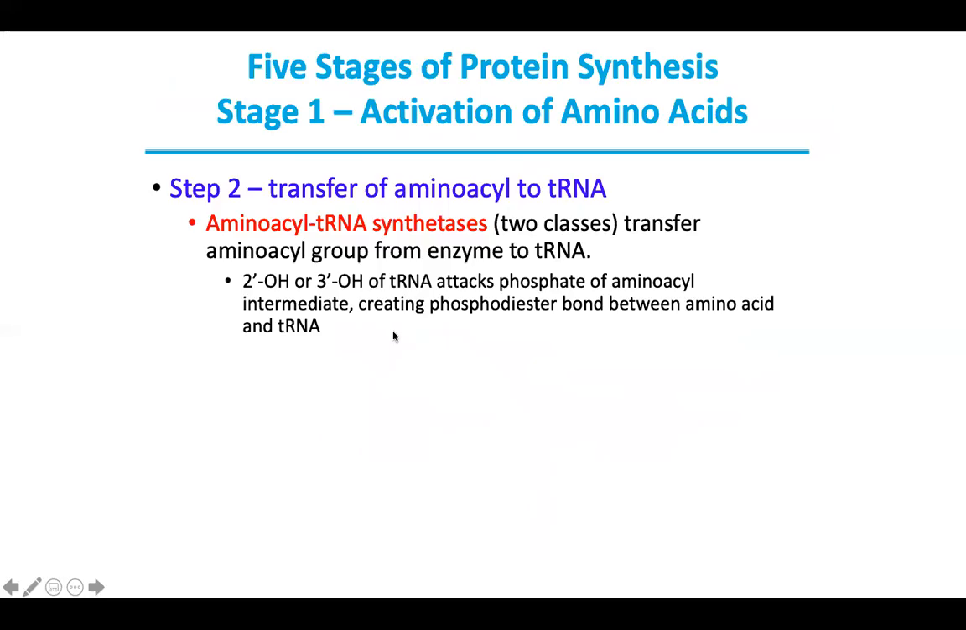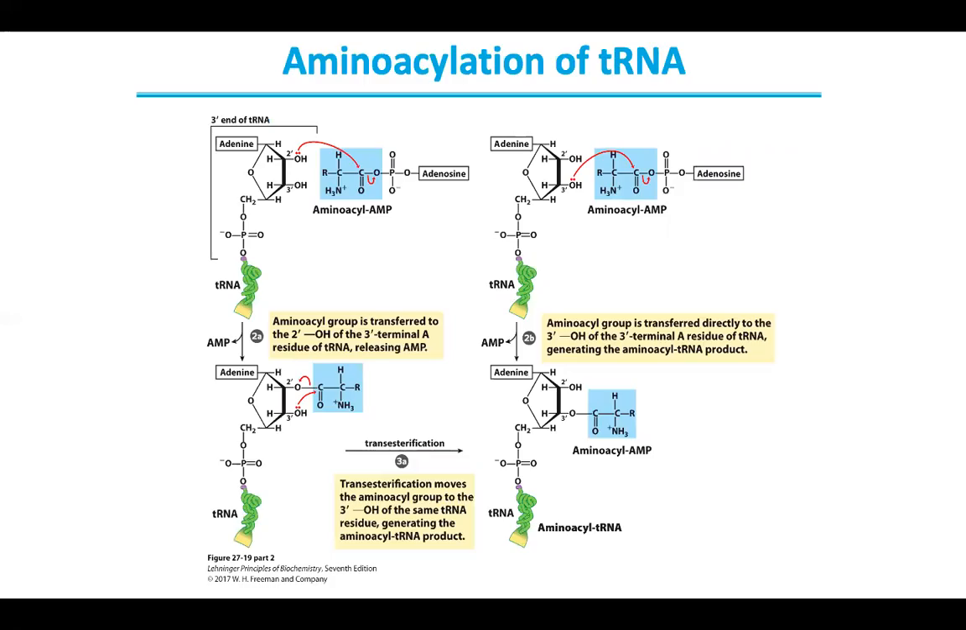For step 2 is the transfer of aminoacyl to tRNAs. The aminoacyl tRNA synthetases transfer the aminoacyl group from the enzyme to the tRNA. The 2' hydroxyl or the 3' hydroxyl of the tRNA attacks the phosphate of the amino acid intermediate, creating a phosphodiester bond between the amino acid and tRNAs.